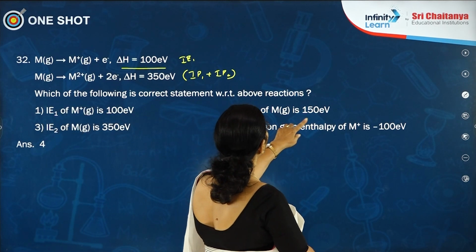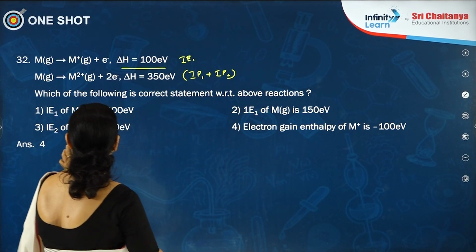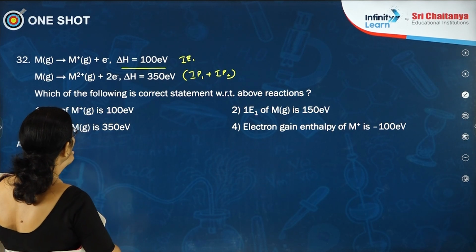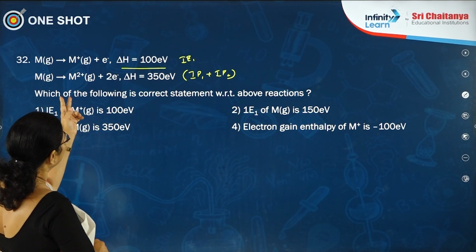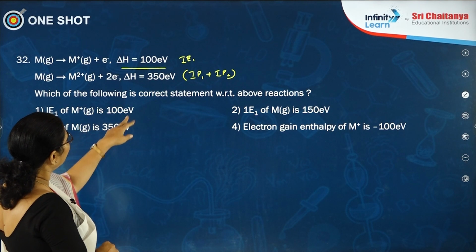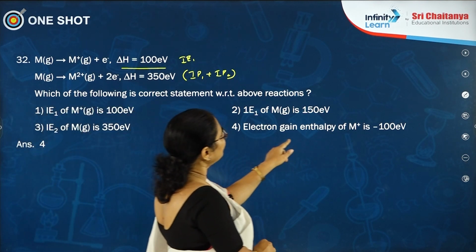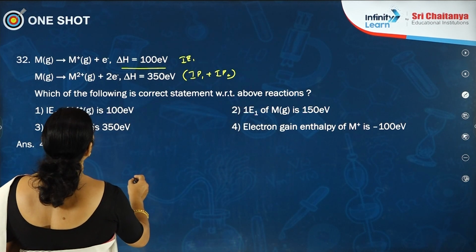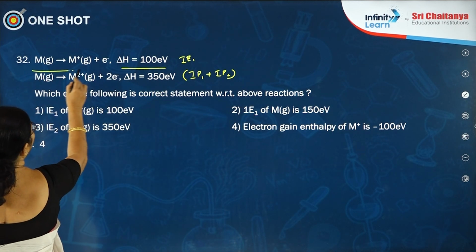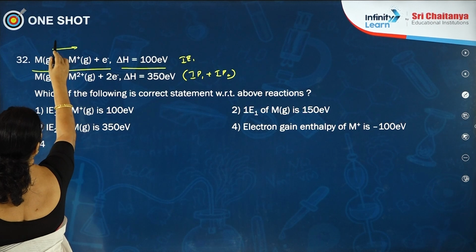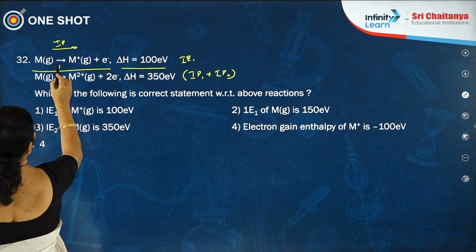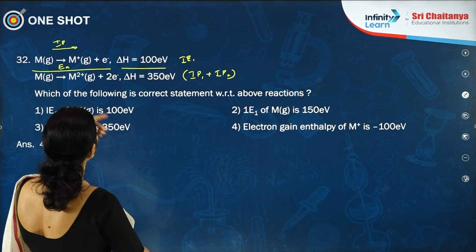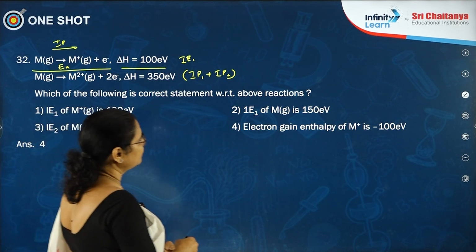IE1 of M is 150, that is also not correct. IE of M is 350, absolutely. IE2 alone is not 350; IE1 plus IE2 together is 350. Electron gain enthalpy of M plus is minus 100. You see this one, forward is IP, forward direction IP, so the backward direction is electron affinity only, na? So electron gain enthalpy of M plus is minus 100, that is the correct one.